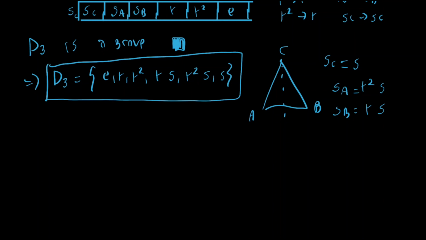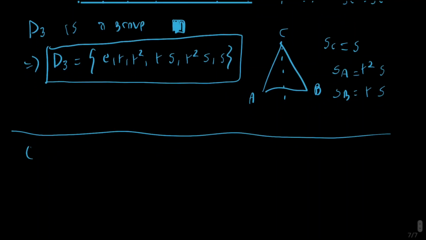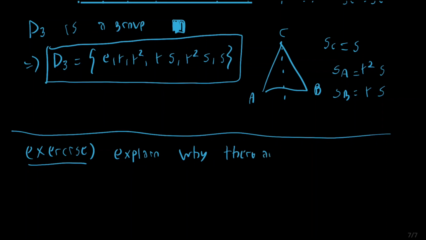So now we can move on to the square, but actually I'll leave it as an exercise to check, so actually to explain why there are only 8 symmetries of the square.